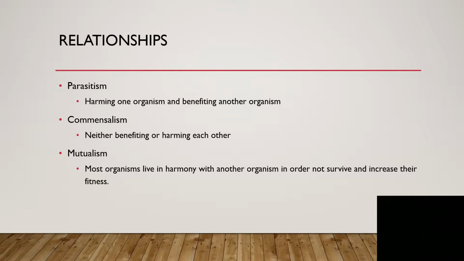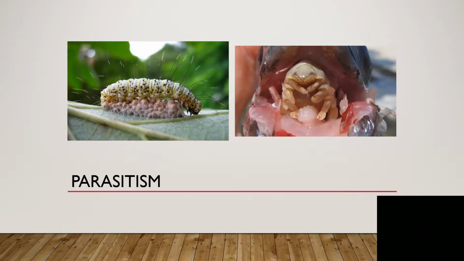So there are three different types of symbiosis: parasitism, commensalism, and then mutualism. And I will go over all three of them and show examples. Okay, so the first one we're going to go over is parasitism.